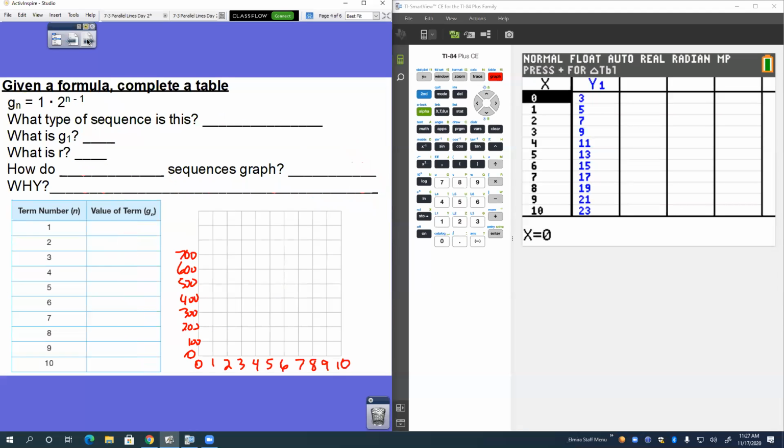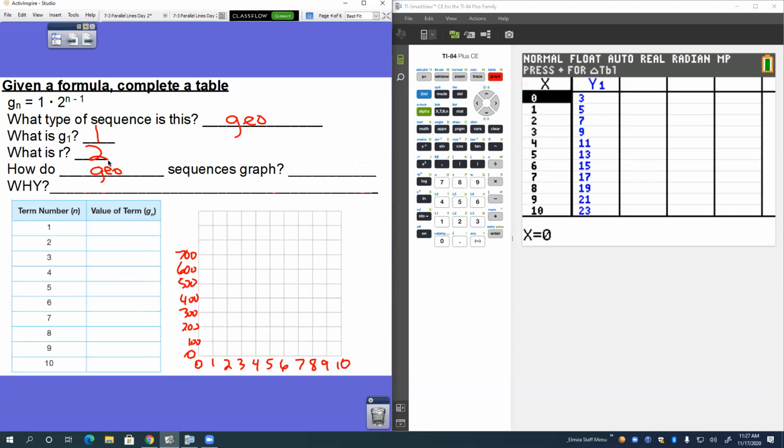Take a look at the geometric one. So this time we're given the geometric explicit formula. G sub n equals 1 times 2 to the n minus 1 power. We know that this is geometric. What is G sub 1? Well, it's 1. What is your R value? That is your common ratio, 2.